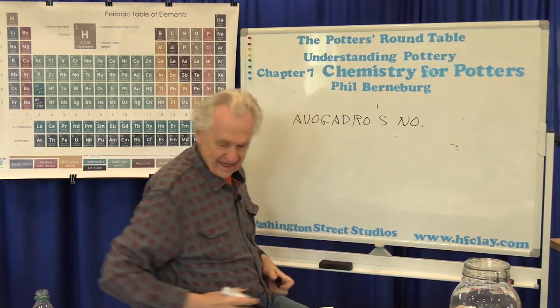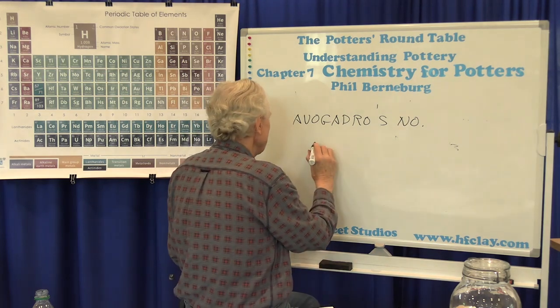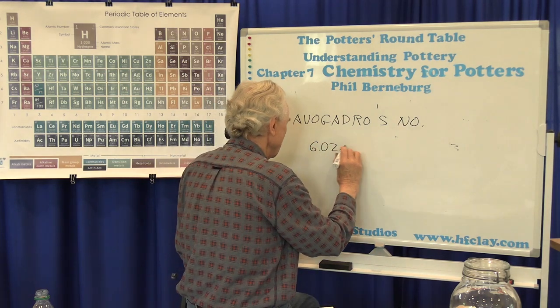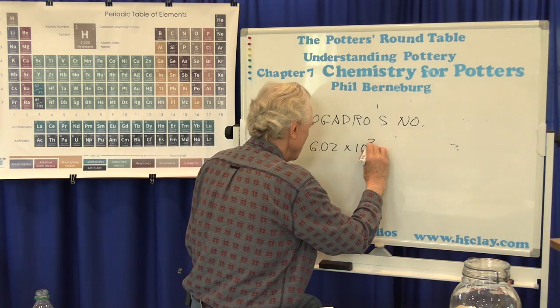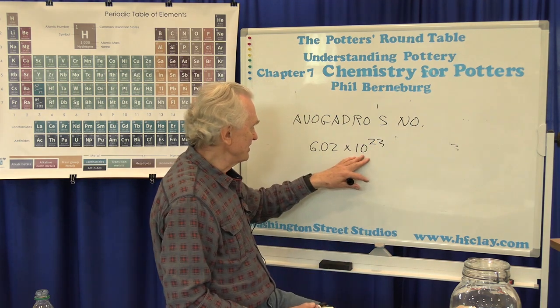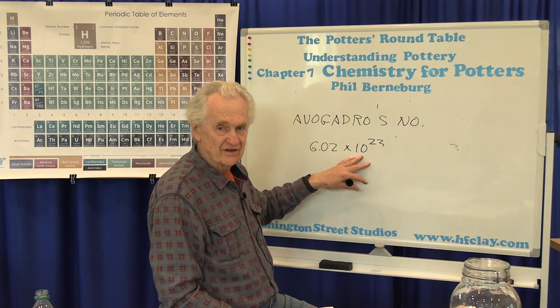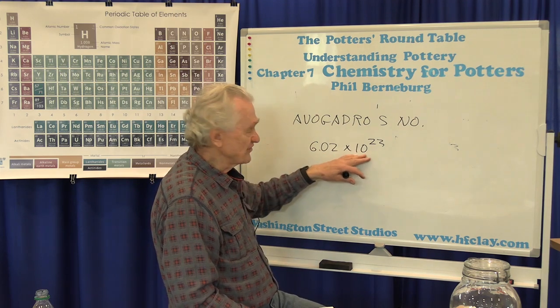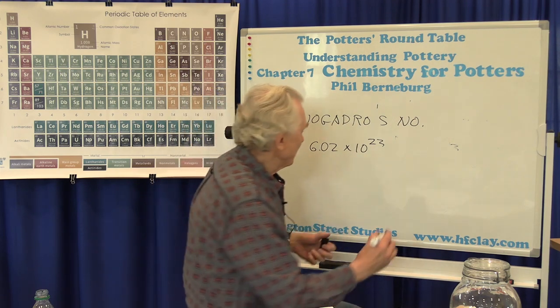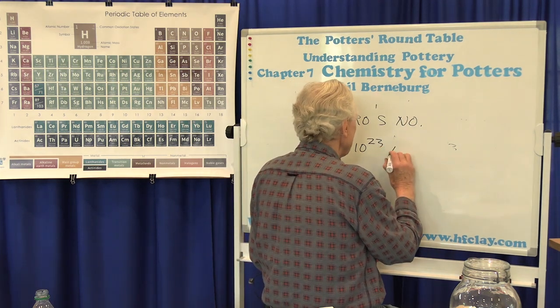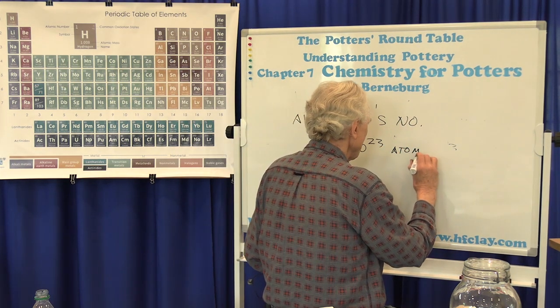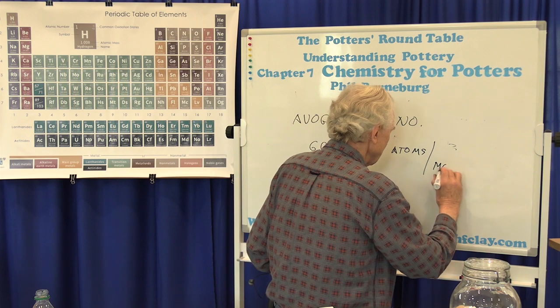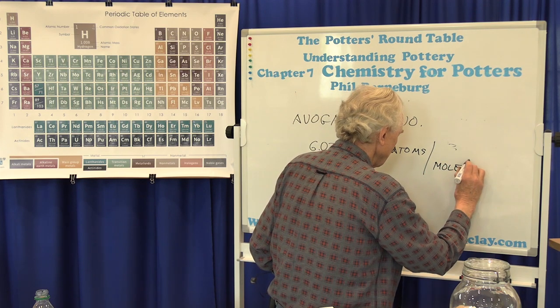Avogadro's number. And it's a really, really big number. It's 6.02 times 10 to the 23rd. That's a 10 with 23 zeros after it. So if you forget the decimal, it's basically a 6 with 23 zeros after it. This says there are 6.02 times 10 to the 23rd atoms in a mole of something, and I'll explain what that is.